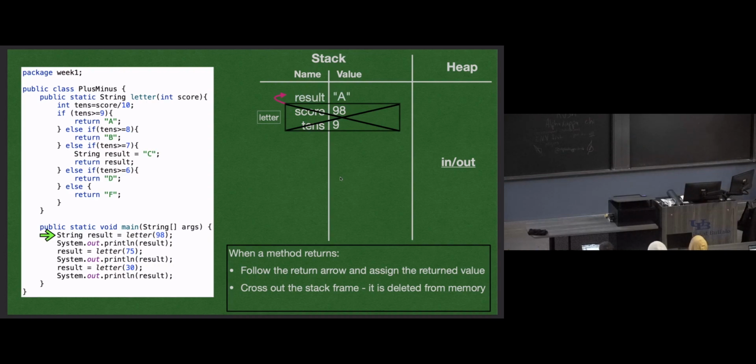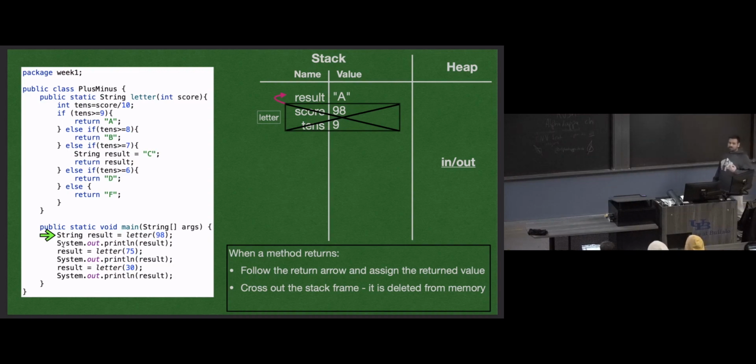When the method ends, the stack frame is destroyed. The computer actually deletes these variables from memory. Everything about this stack frame is deleted. Score and tens, this 98 and the 9, they no longer exist at all. We cannot access them. When we get back to the main method, if we want to ask the computer, hey, wait, what was the value of score in that last method call? It cannot tell you because that variable no longer exists.